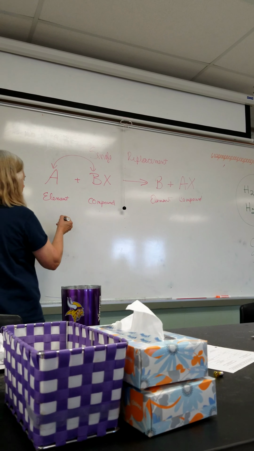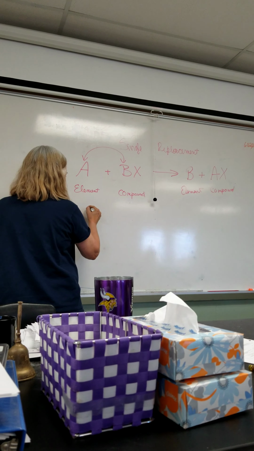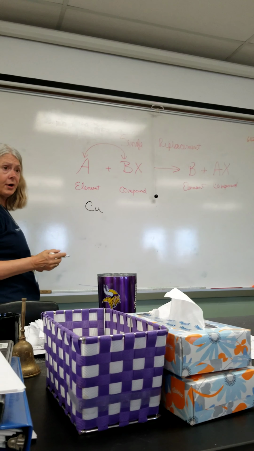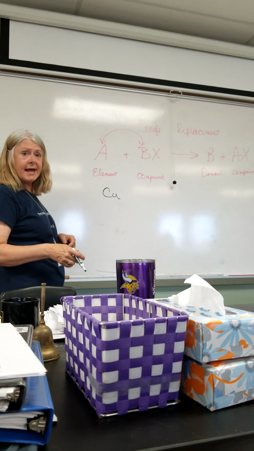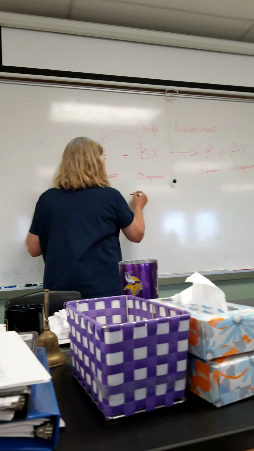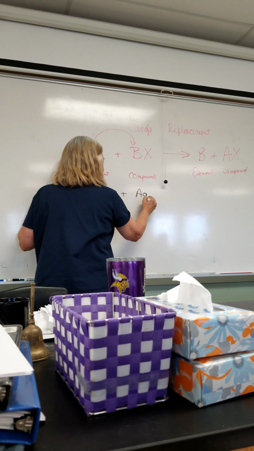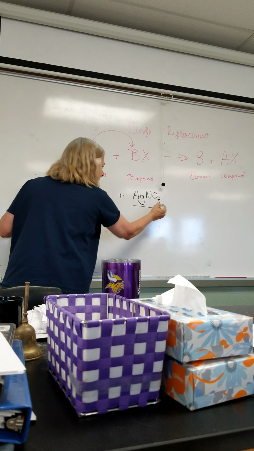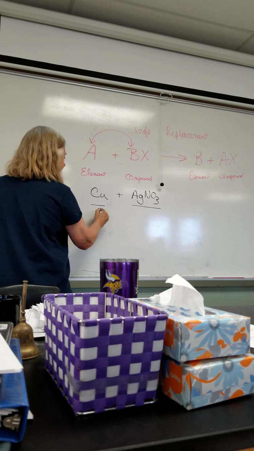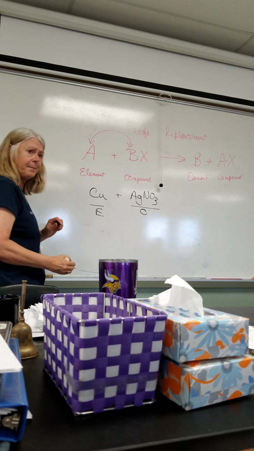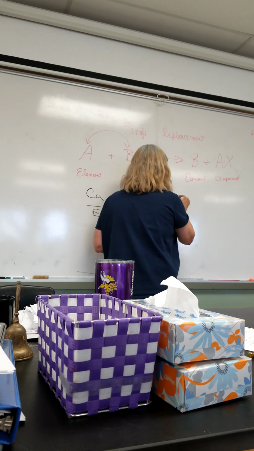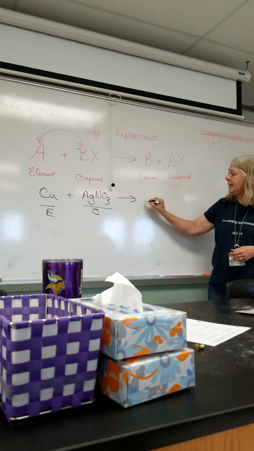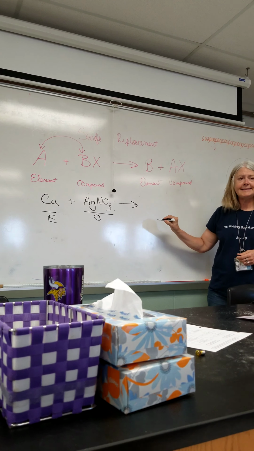So a really good one is copper. That's an element, copper. And you know what a shiny new penny looks like? That's copper plus silver nitrate. So there's an element and a compound. I'm going to put E and C for element and compound. And this is one that I often do. I'll be demoing this one for you. And now which element is going to be by itself on this side?